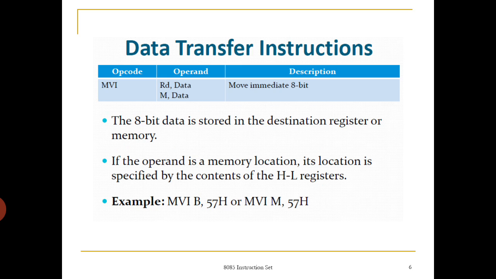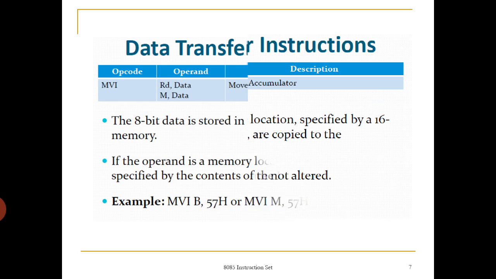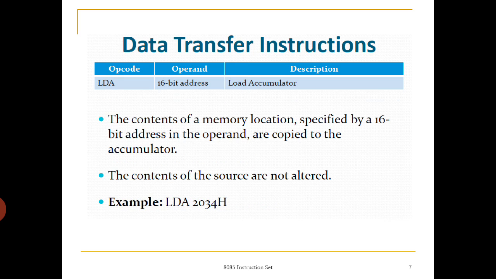See the examples, MVI B, 57H. So 57H data is immediately moved to the B register. Okay, and MVI M, 57H means 57H is data which is immediately moved into the memory. So this is the MVI instruction, that is a data transfer instruction. So first we saw the move instruction, then the MVI instruction.